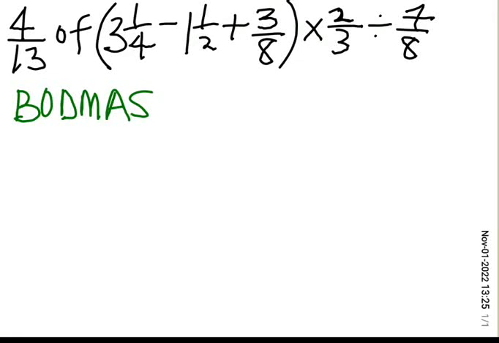Hello and welcome. In this video, I shall be providing the solution to these fractions following the order of operations as supplied by BODMAS. In order to simplify these fractions, we have to follow the rule of BODMAS.